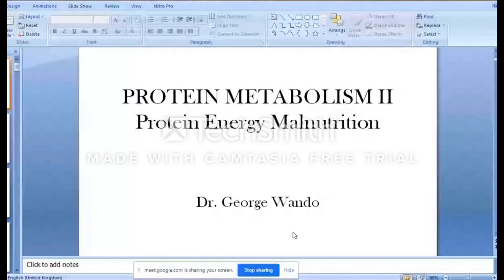I have protein metabolism 2, protein energy malnutrition. Can you see it? Yes. So now we start talking about a much more frequent problem that you may meet in your medical practice as you come into practice.